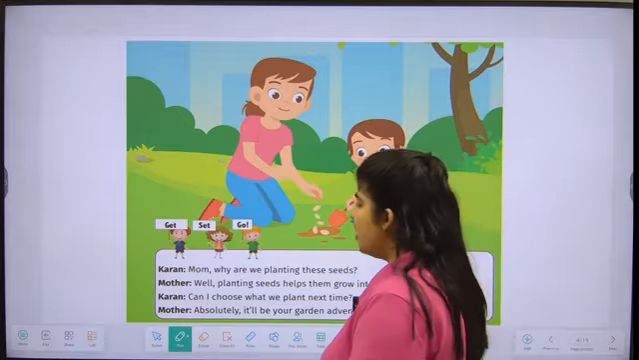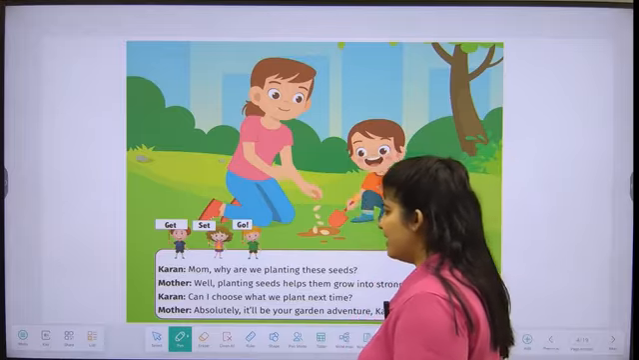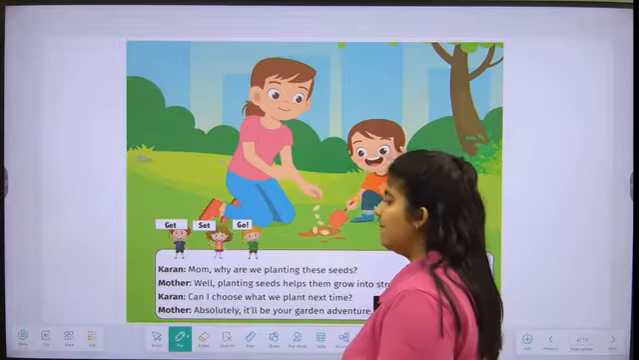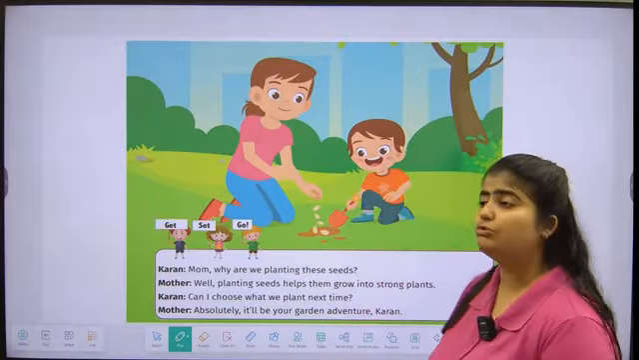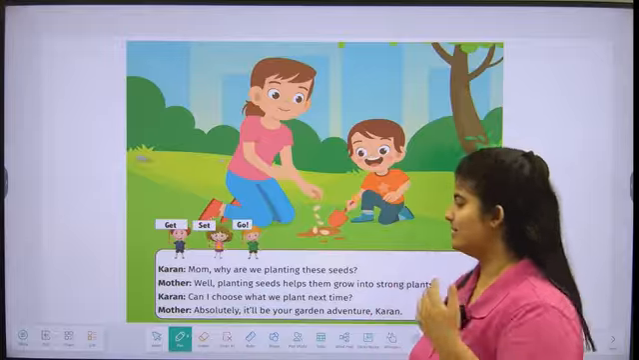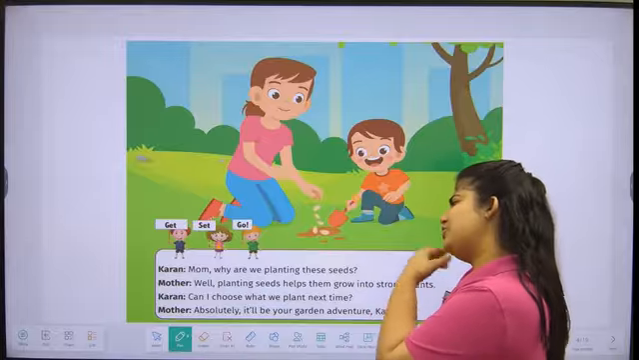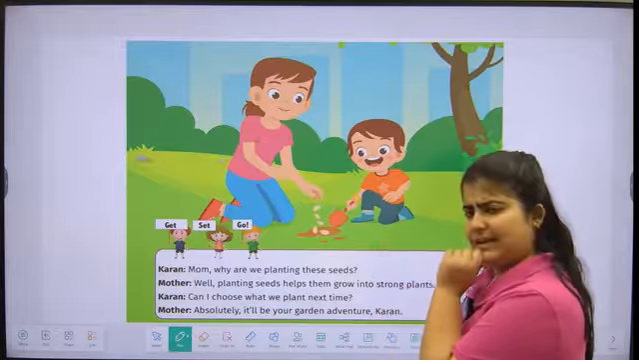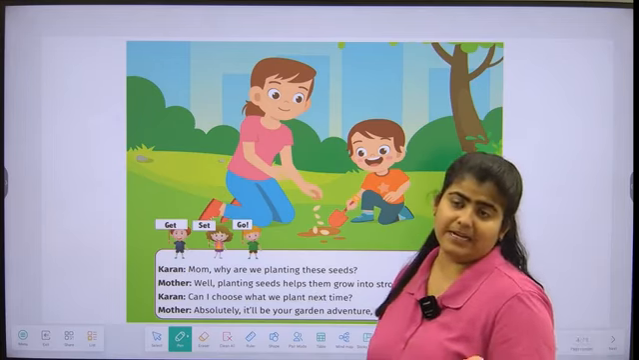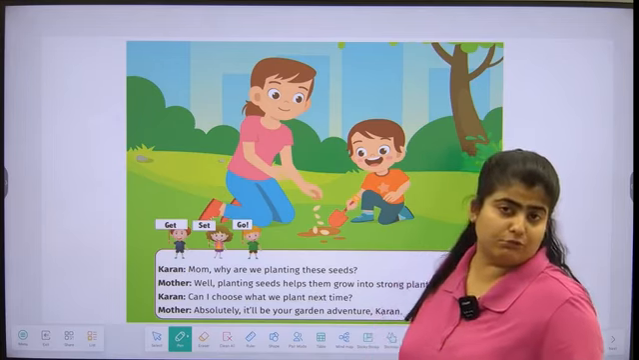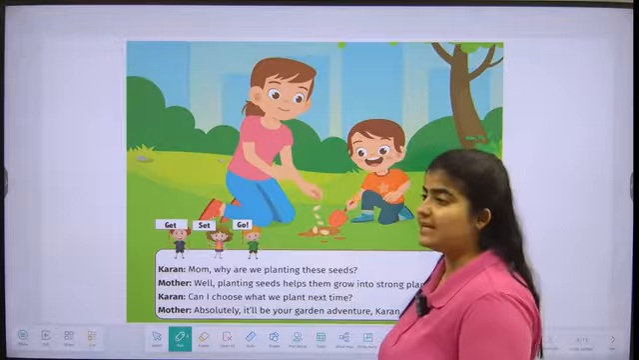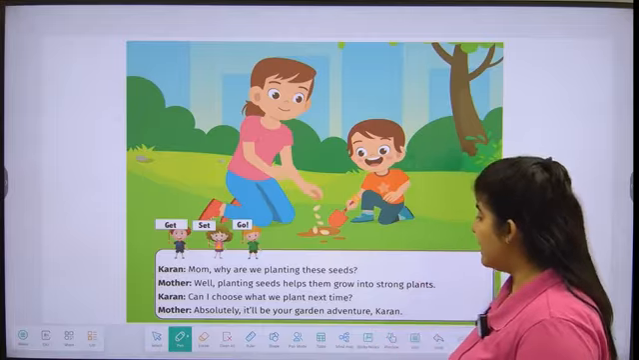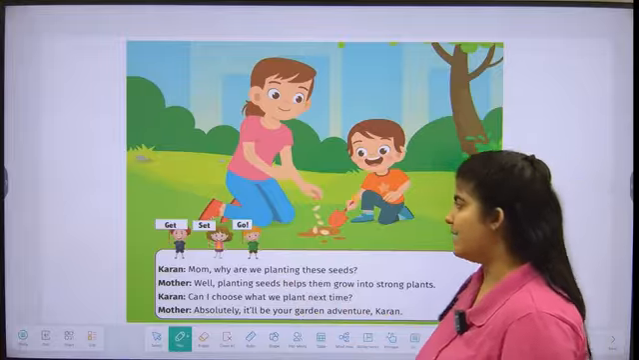Karan: Mom, why are we planting these seeds? Mother: Well, planting seeds helps them grow into strong plants. Karan: Can I choose what we plant next time? Like if we are planting, then why don't I get to choose the plant? So mother said, absolutely yes. It will be your garden adventure.